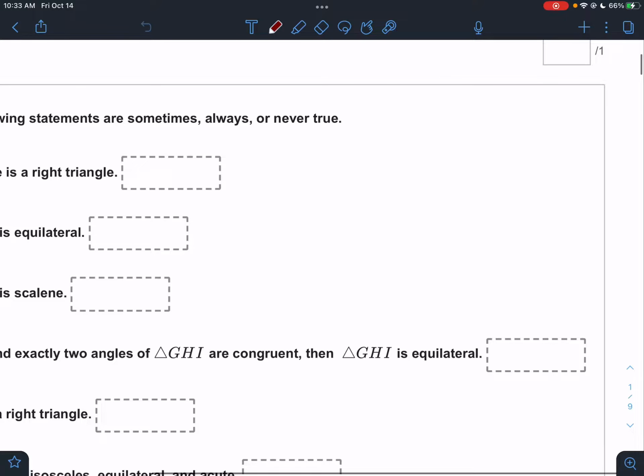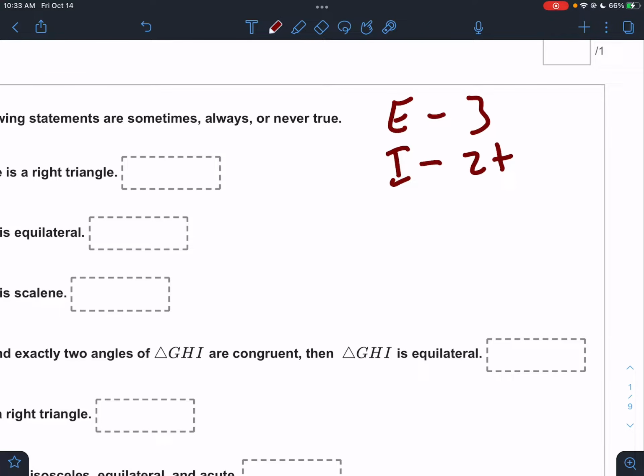One of the things that I want to talk about here in this first section: equilateral triangles, also equiangular triangles. Equilateral means three sides are equal. Equiangular means three angles. Isosceles means 2 plus. It could be 2 equal sides, it could be 3 equal sides. It means at least 2. Isosceles is at least 2, and scalene is 0. Keeping that in mind, let's go into some questions.